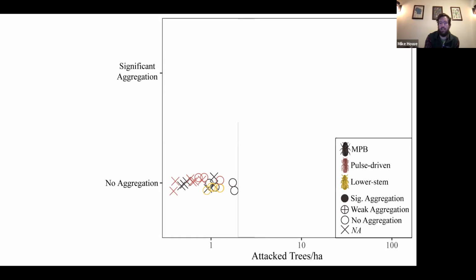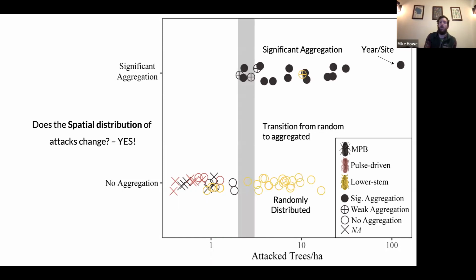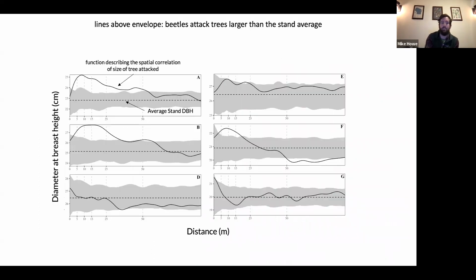However, once populations began to build up, we get this transition from random to aggregated for mountain pine beetle, but that doesn't seem to happen for our lower stem insects. So they are still more or less randomly distributed within stands, even at pretty high population densities.